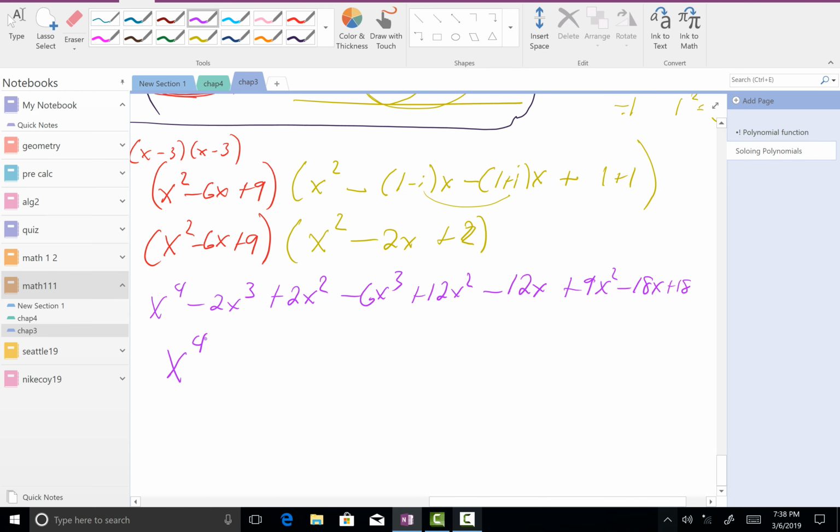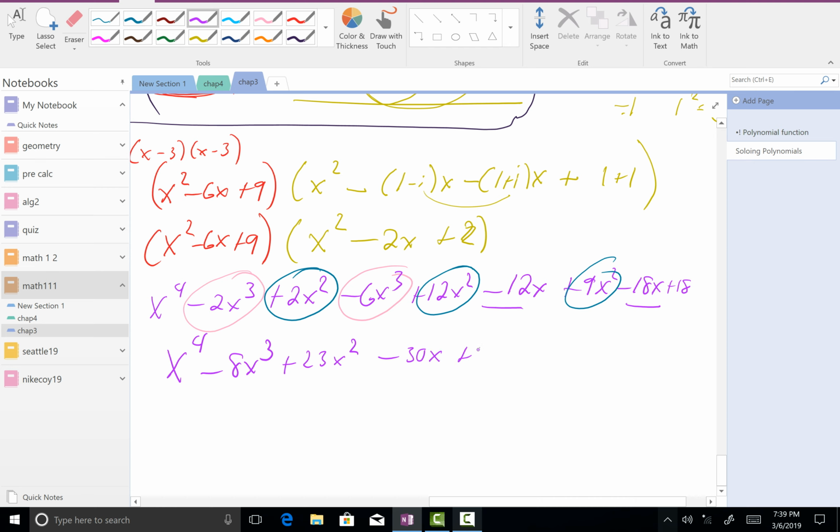x to the 4th. I got a negative 2x there and a negative 6x there. I've got a plus 2x squared there, 12x squared there, and a 9x squared there. So let's see, 2, 14, 23x squared. And finally I have those two x's and close it out with an 18. Oh my goodness, there it is. All right.